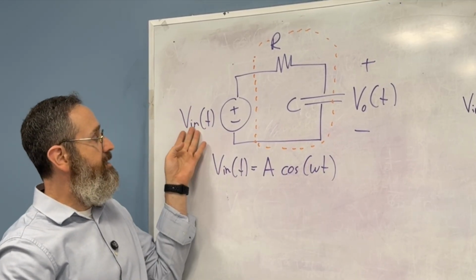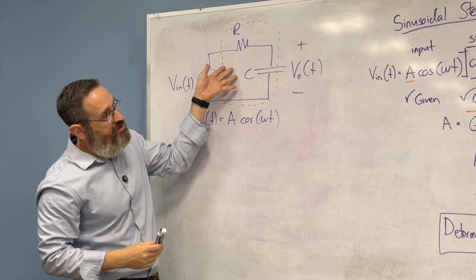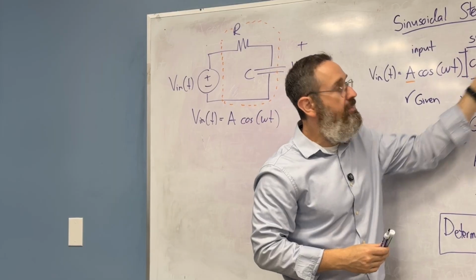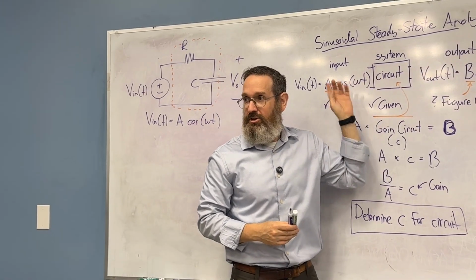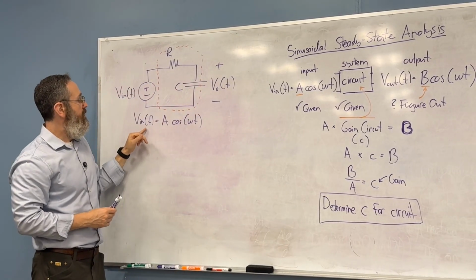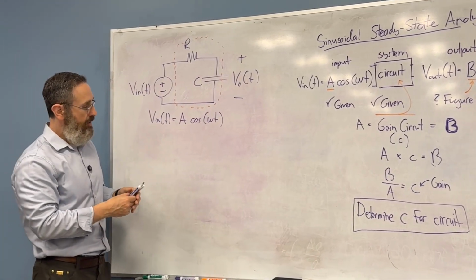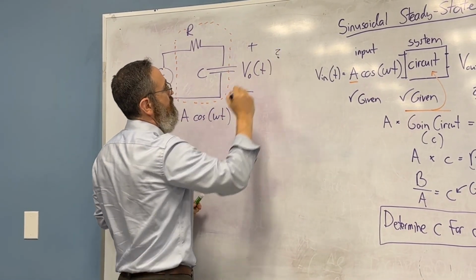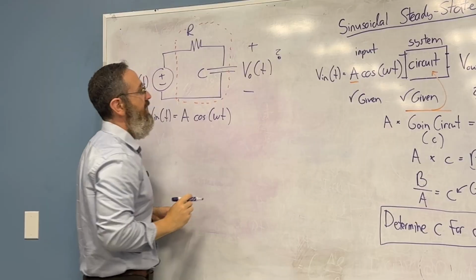So V in is going through our system and becoming an output. So far, so good for sinusoidal steady state analysis. Then, of course, we have to answer what is V out.